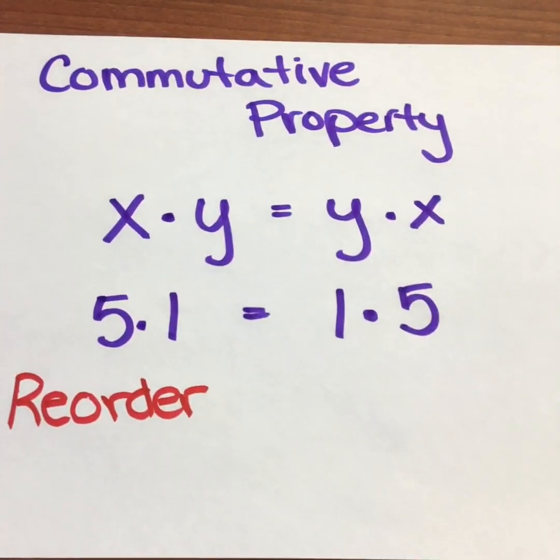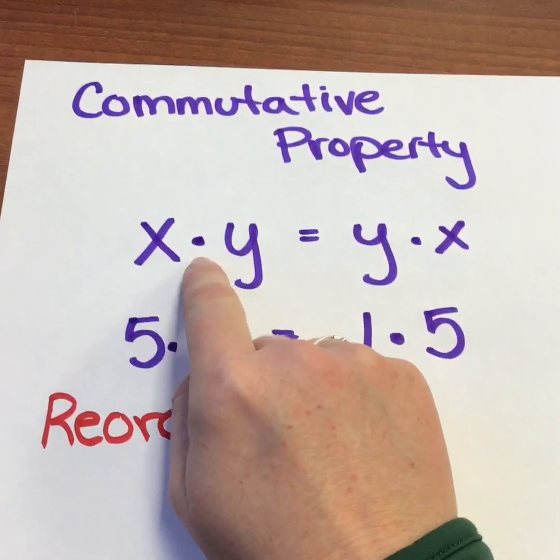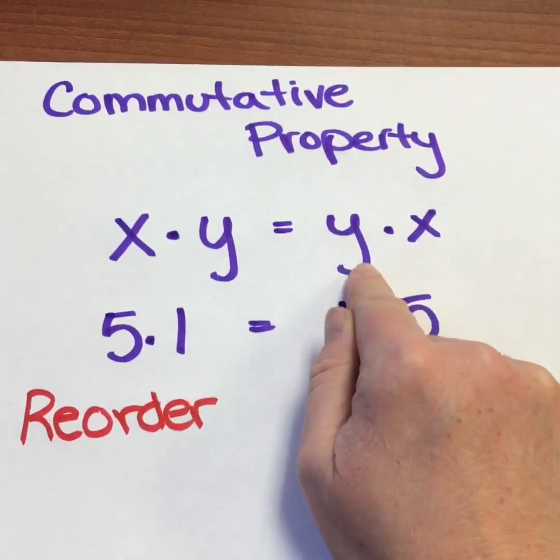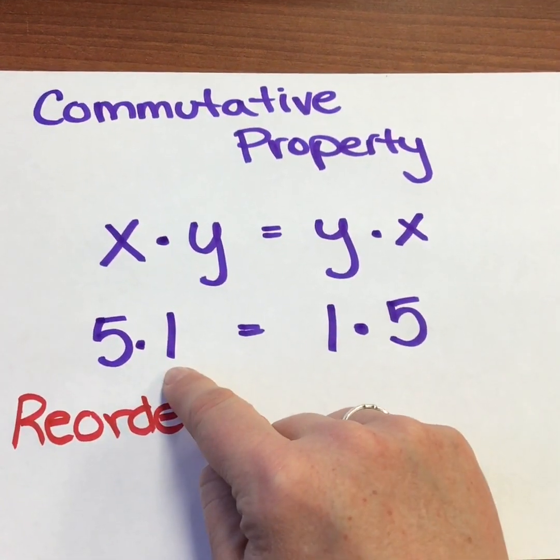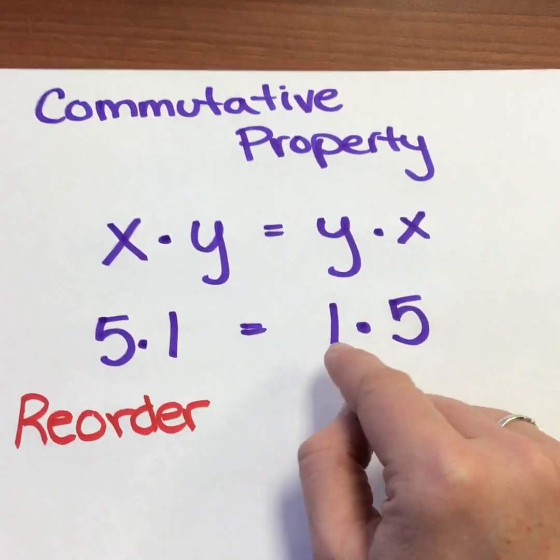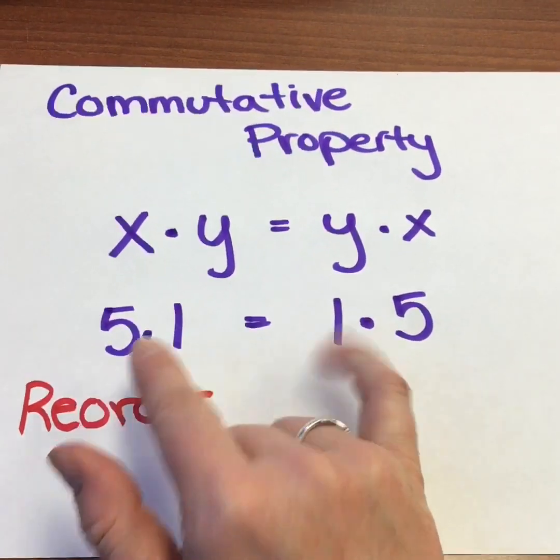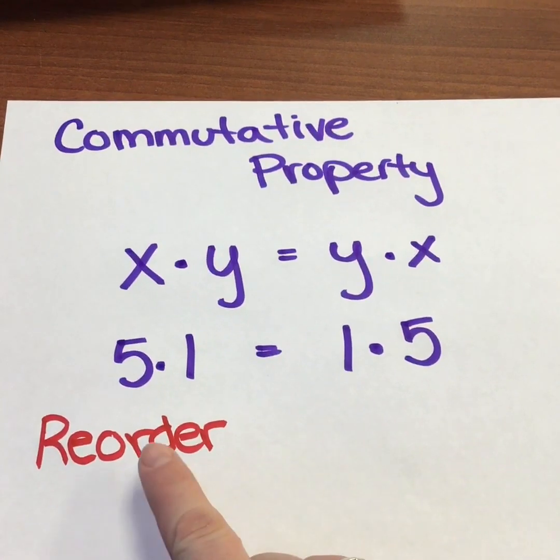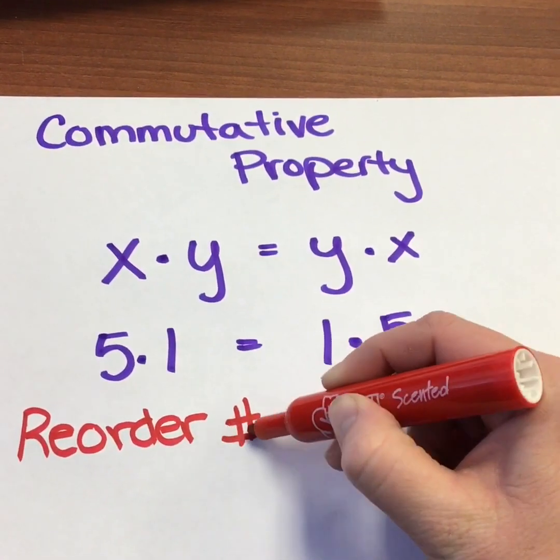We learned the commutative property. The commutative property states that x times y is the same thing or equal to y times x. Think about it. 5 times 1 is 5, and 1 times 5 is 5. They both equal 5. The commutative property says that you are just reordering the numbers.